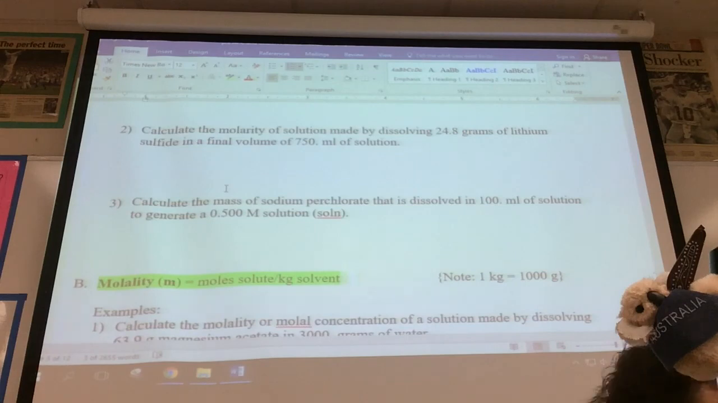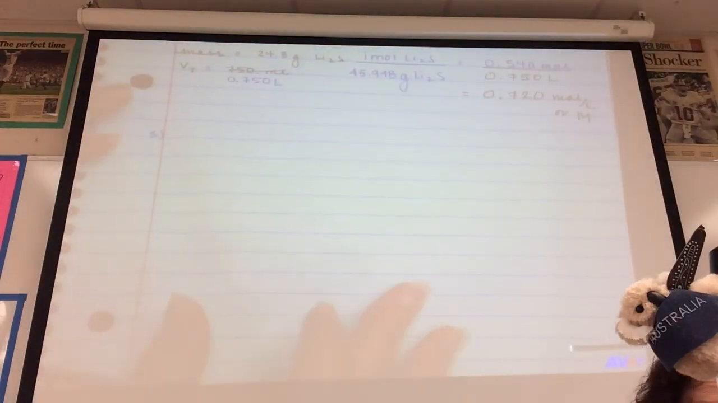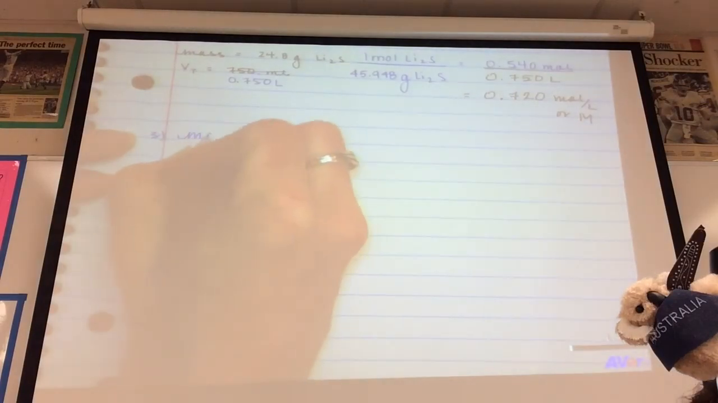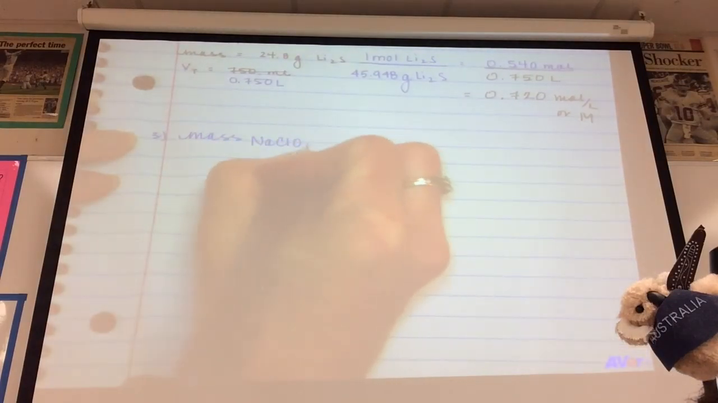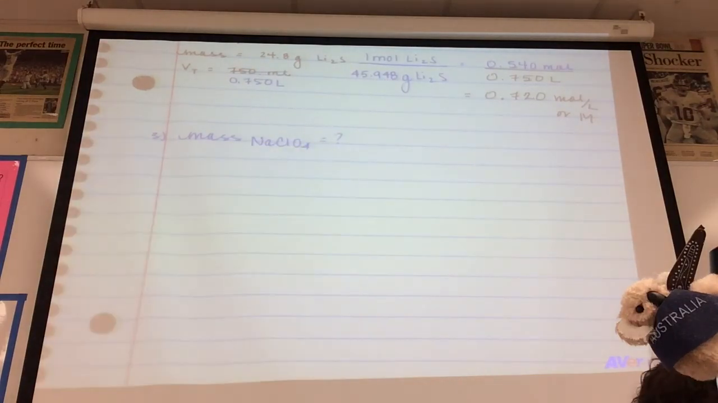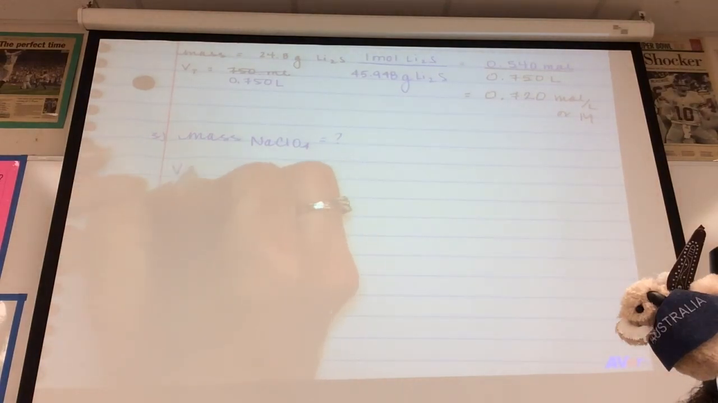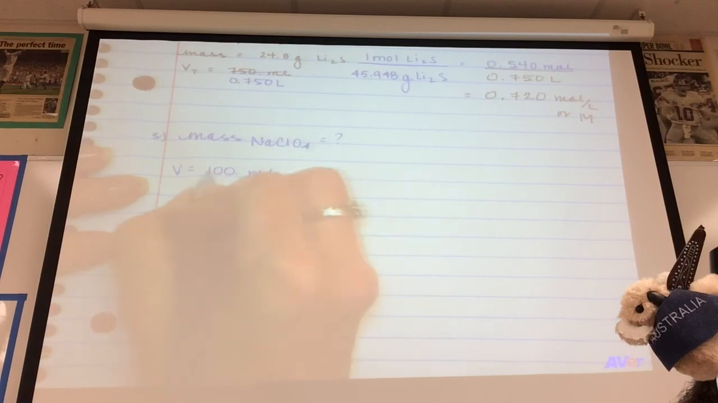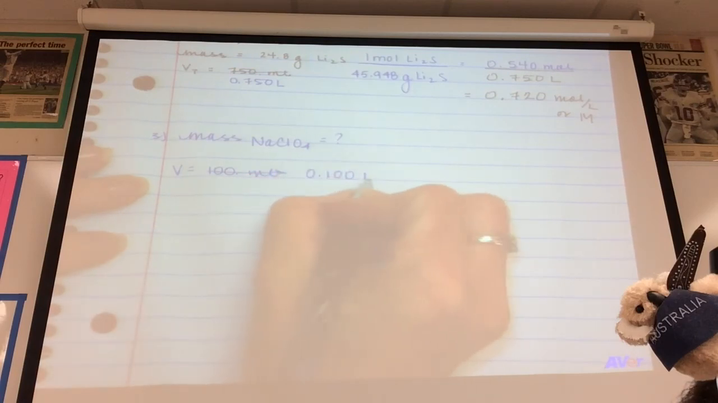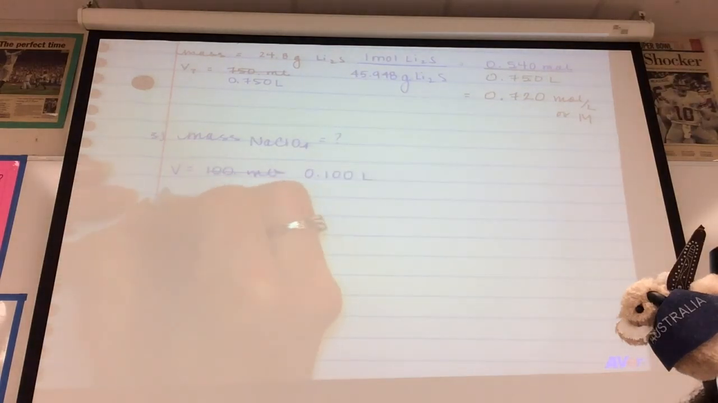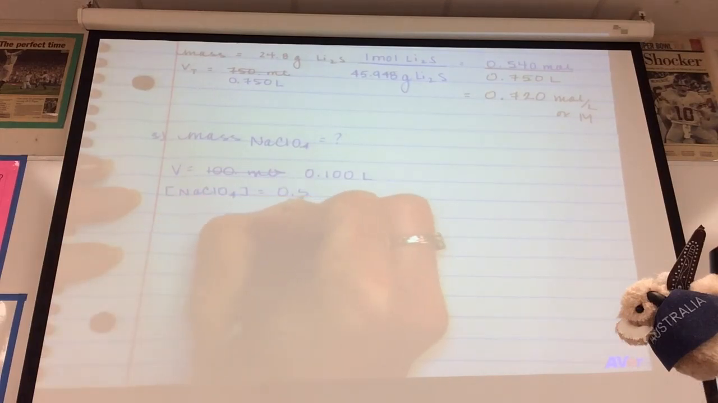And the last problem says calculate the mass of sodium perchlorate that's dissolved in 100 mL of solution to generate a 0.500 molar solution. I abbreviate solution SOLN very often. So in number 3, we want to get the mass of sodium perchlorate. And again, if you are having issues formula writing, you just killed the problem. Be careful. The volume is 100 mL, and we know right away we need that in liters by moving the decimal 3 to the left. The concentration of the sodium perchlorate is 0.500 molar.